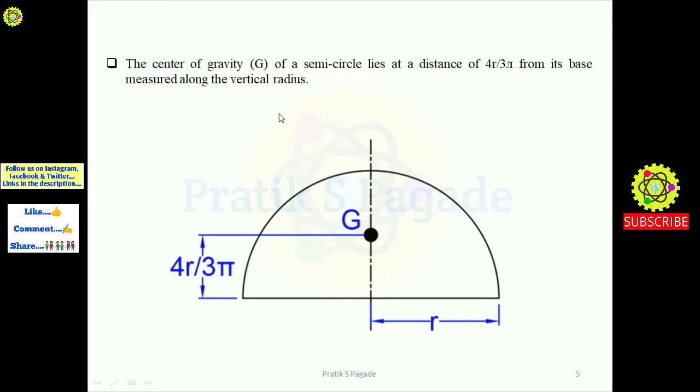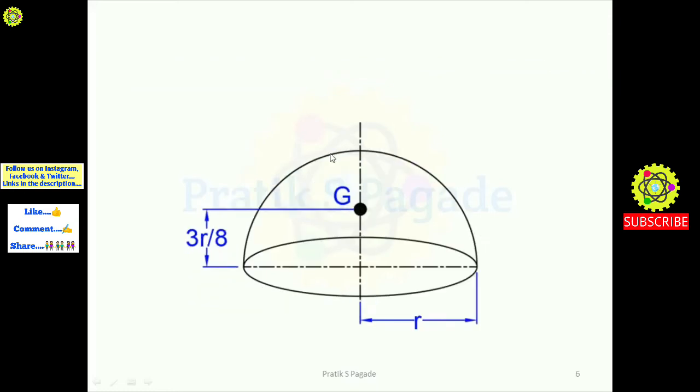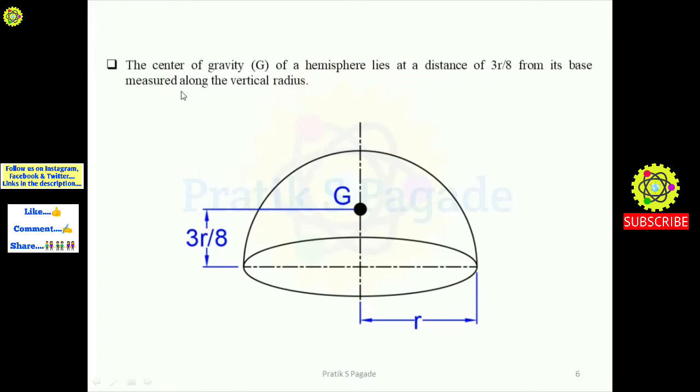Further, this is the hemisphere. This is the radius, and the center of gravity of the hemisphere lies at a distance of 3r upon 8 from the base, as you can see here in the vertical radius. The center of gravity of the hemisphere lies at a distance of 3r upon 8 from its base, measured along the vertical radius. So for a hemisphere, the center of gravity lies at 3r upon 8.